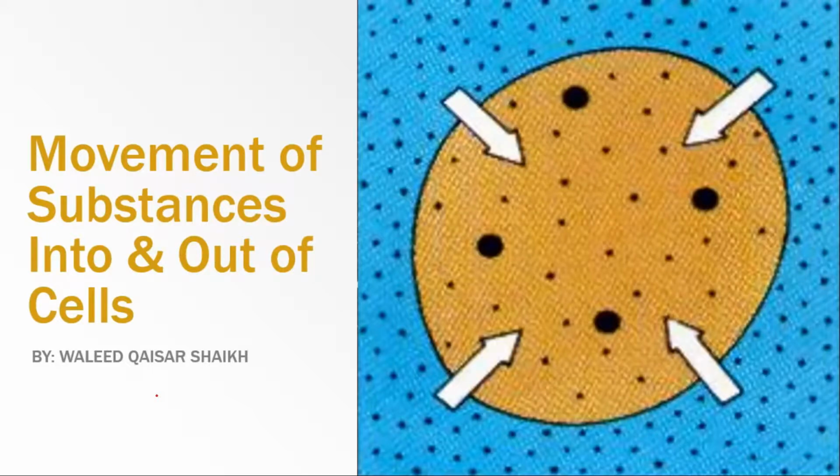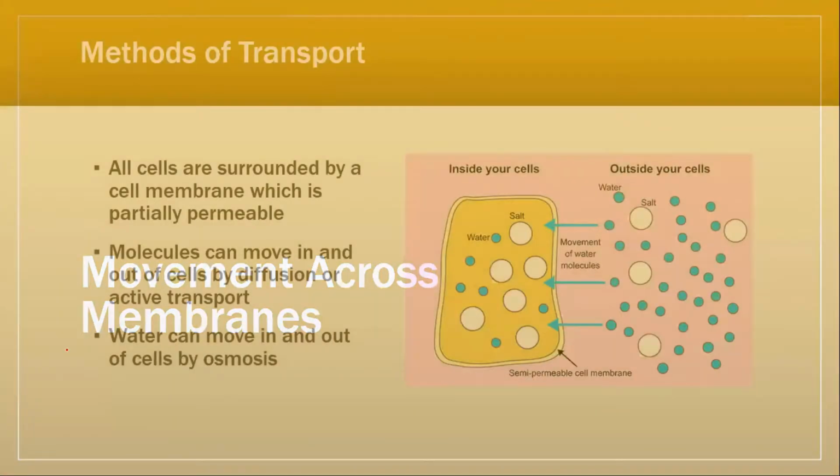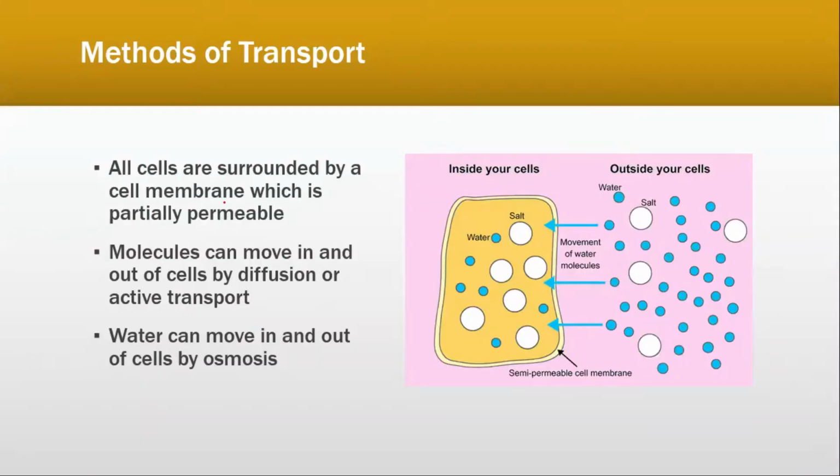Bulk transport is basically studied in A levels, but right now in your syllabus, both O levels and Edexcel, we have diffusion, osmosis, and active transport. And all these movements occur across the membrane. So we have methods of transport, and why do we have these methods? Their significance we'll be studying.